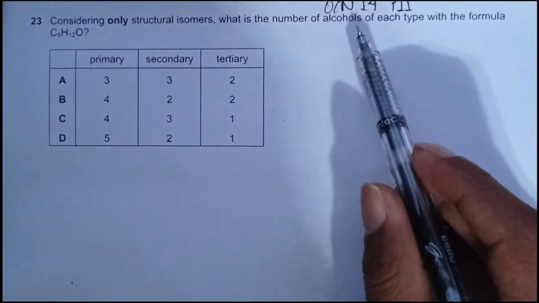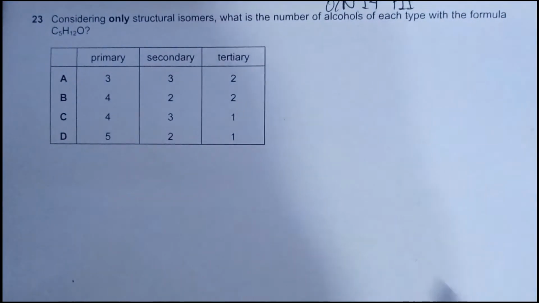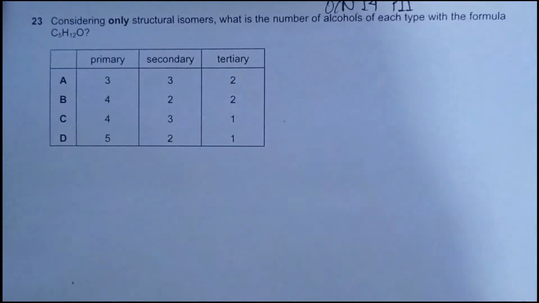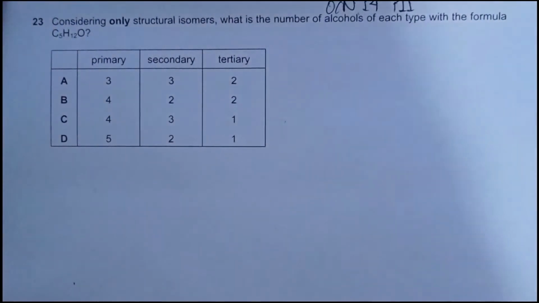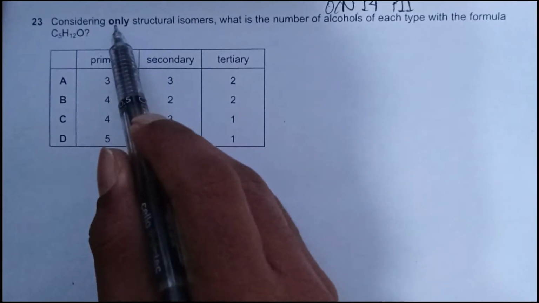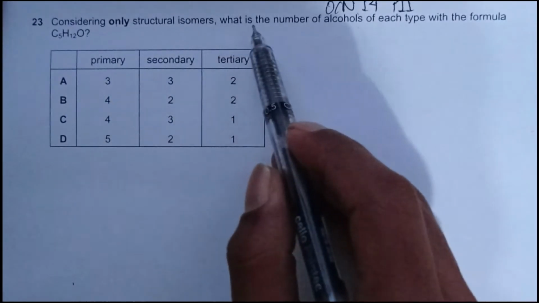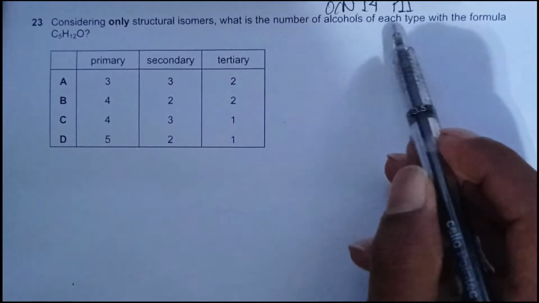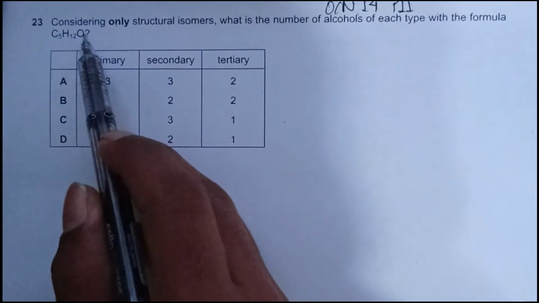Hello everyone, this is a November 14 question, paper 1-1, and the question number is 23. This question is concerned with an introduction to organic chemistry. The question reads: considering only structural isomers, what is the number of alcohols of each type with the formula C5H12O?